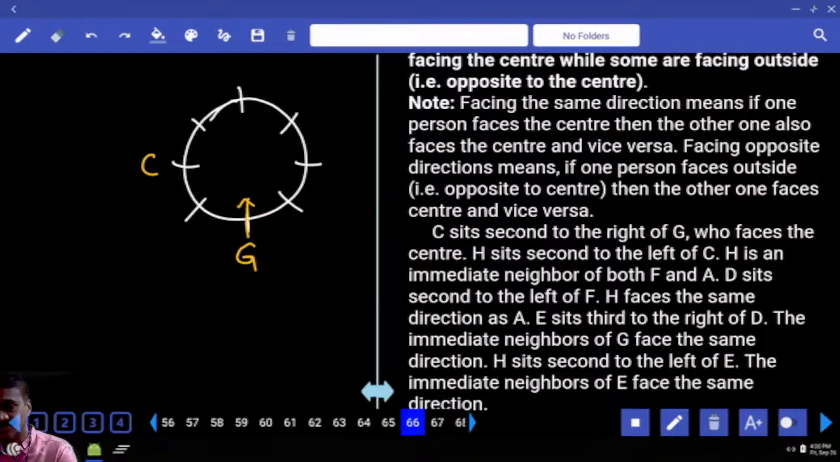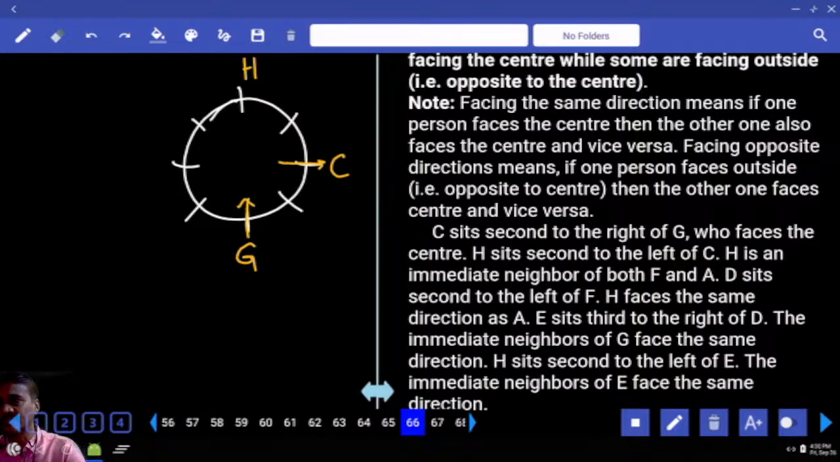Now H is seated second to the left of C. H must be here. And C sits second to the right of whom? G. Right hand side means clockwise. C will be here. Now C sits second to the right of G. G faces the center. H is seated second to the left of C. H must be here. Left hand side means C must be away from the center.